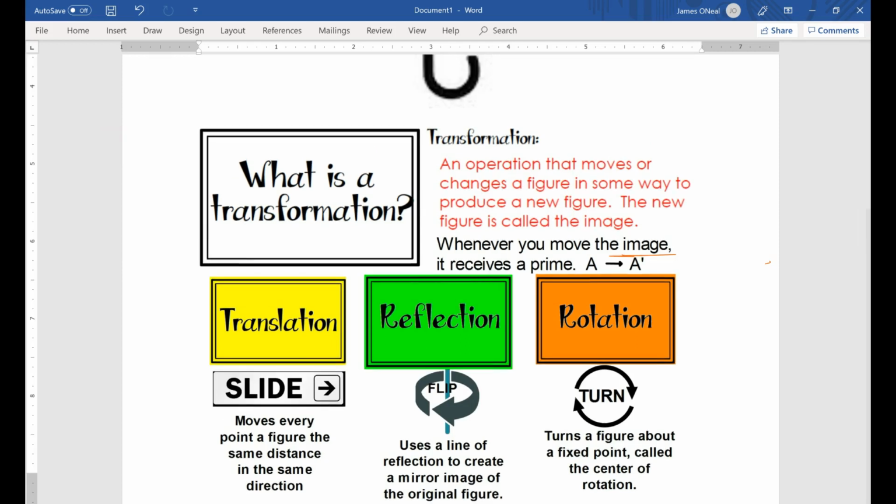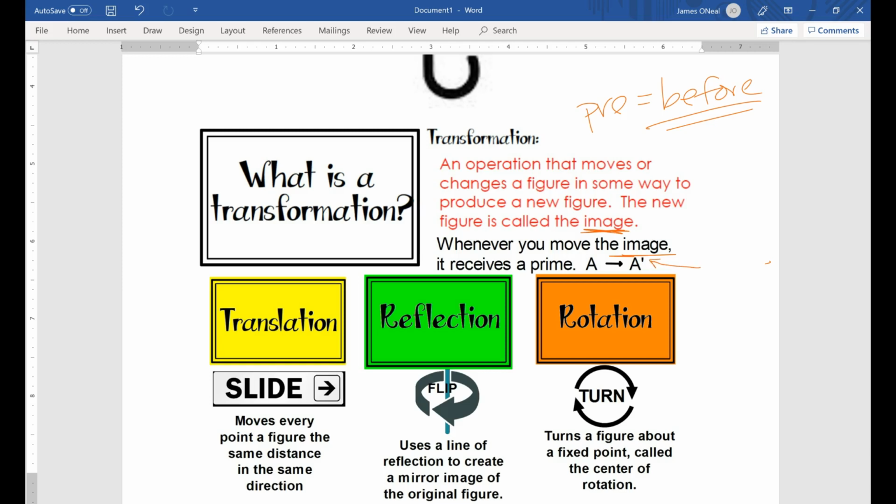I'm back. So the new figure is called an image. Pre means before. So you have a pre-image and then you have an image. The image is after. Whenever you move the image, it receives a prime.